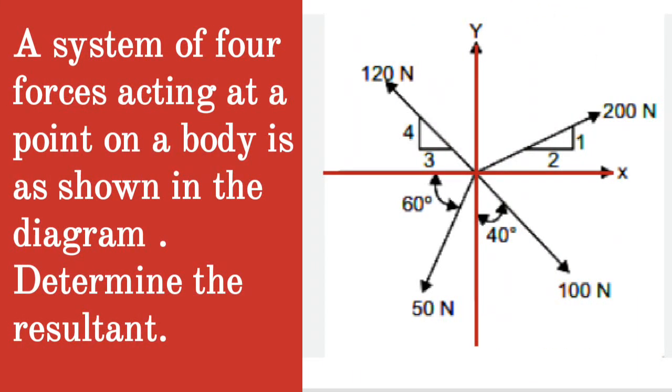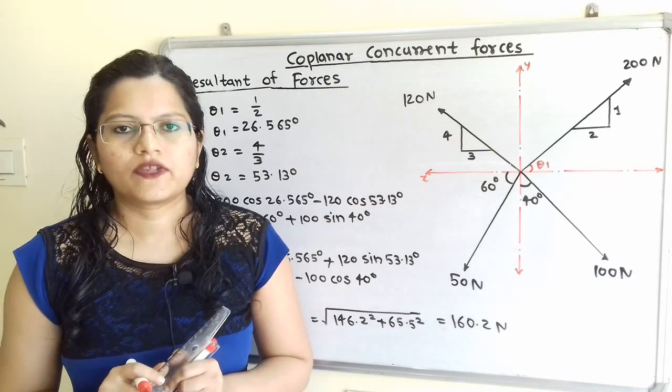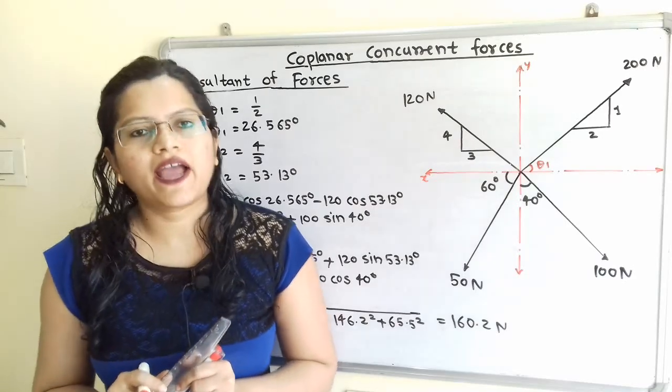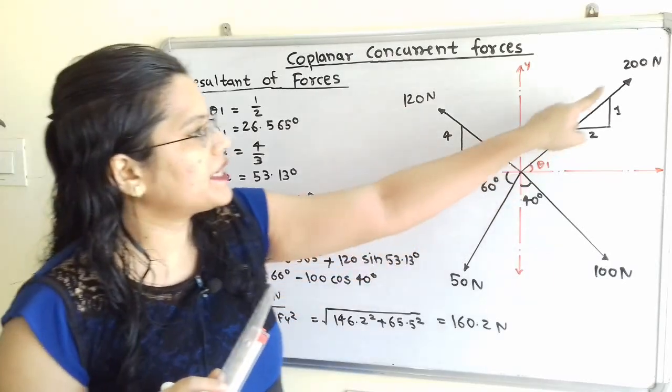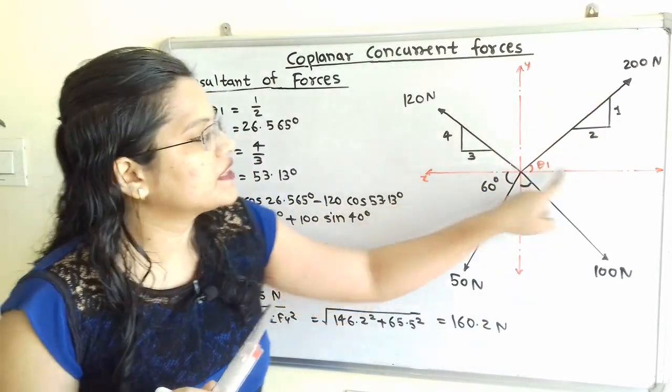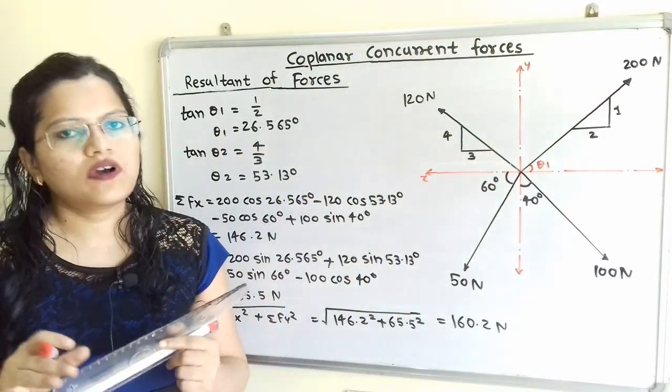Given question: a system of four forces acting at a point on a body is shown in the diagram. Determine the resultant. Let us find the angle theta1 which is made by the 200 Newton force with the x-axis. So how to find it?